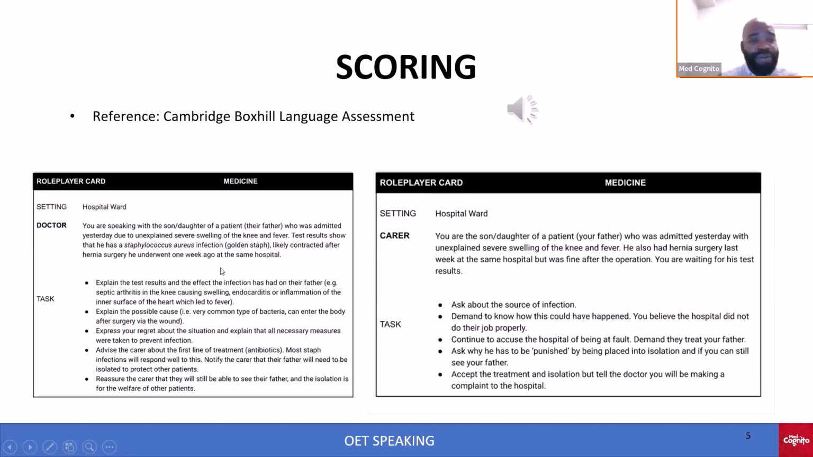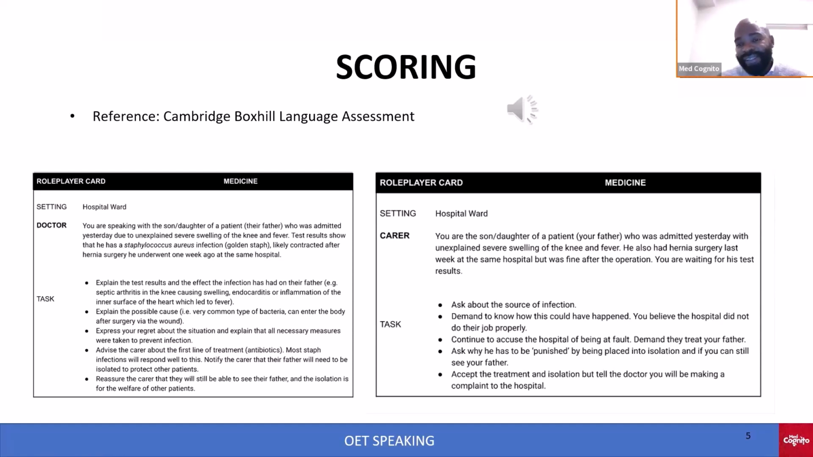And so in this scenario that we are playing here, you are the doctor. You are speaking with a son or a daughter of a patient who was admitted yesterday due to unexplained severe swelling of the knee and fever. Test results show that he has a medical condition, Staphylococcus aureus. That's quite a huge medical term. In short, it's a golden staph. It's an infection likely contracted after hernia surgery he underwent 1 week ago at the same hospital. Now that's what you as the doctor are seeing on your card.